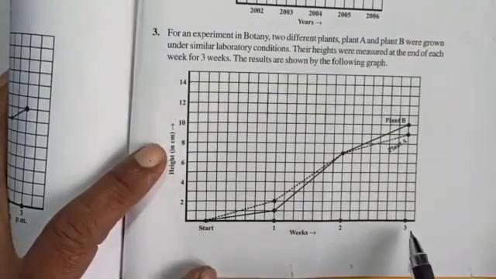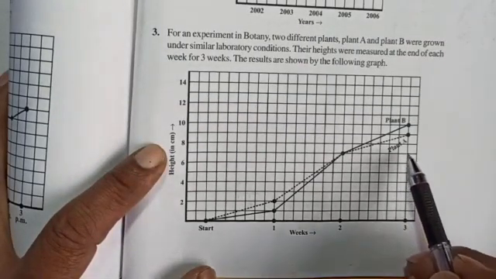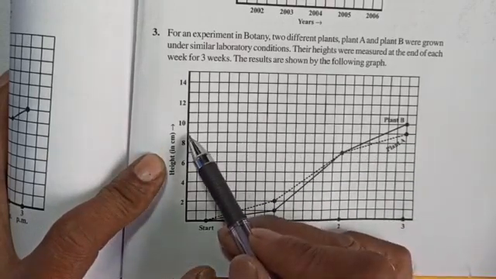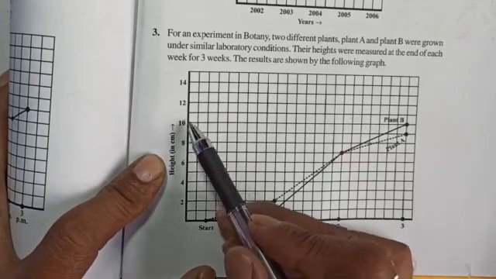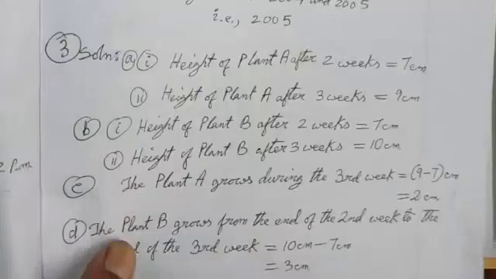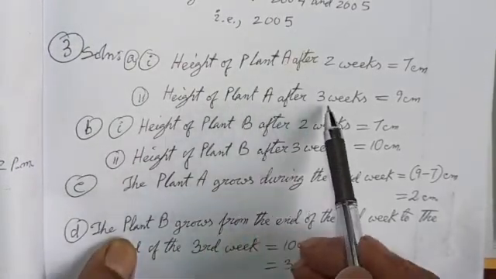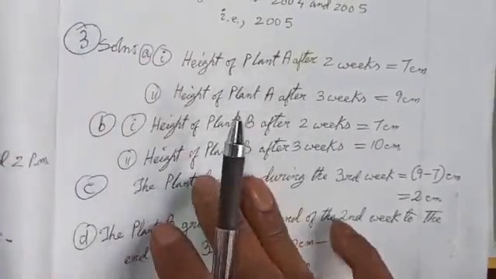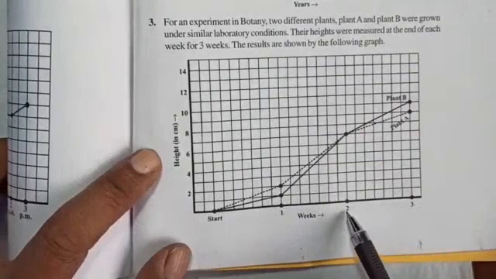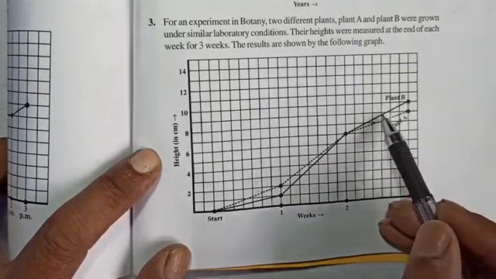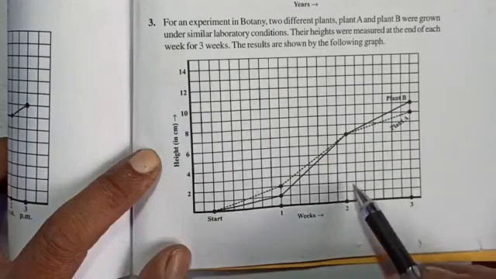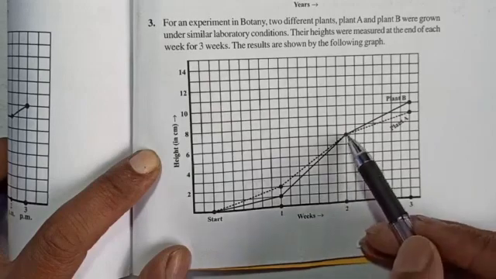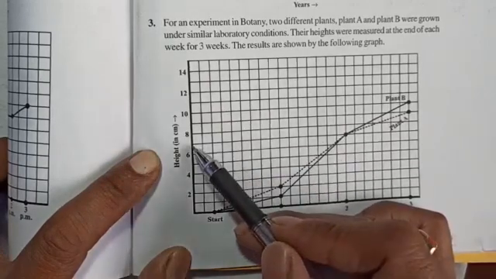So at the end of 3 weeks, the height of plant A is this point, and this point is at the height of 9 centimeters. This is 8, this is 10, so this is 9 centimeter. So height of plant A after 3 weeks is 9 centimeter. Okay, now B. Height of plant B after 2 weeks. So this line represents growth of plant B. This is 2 weeks. At the end of 2 weeks, the height is this point, and this is 7 centimeters.